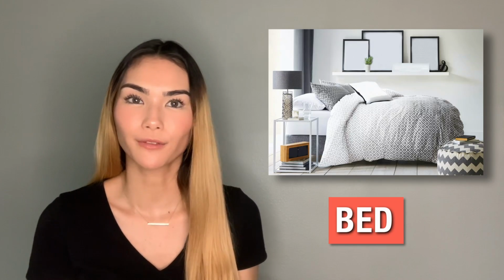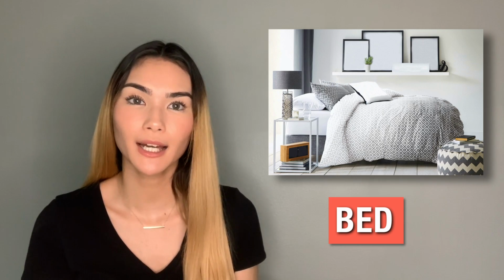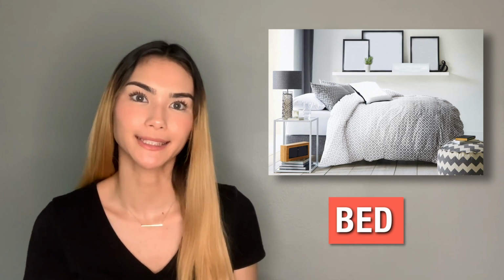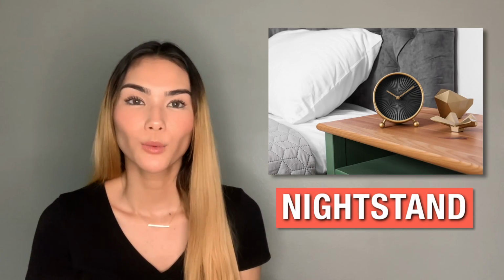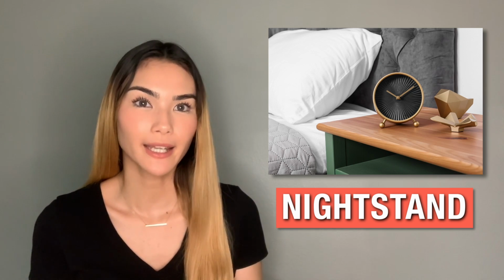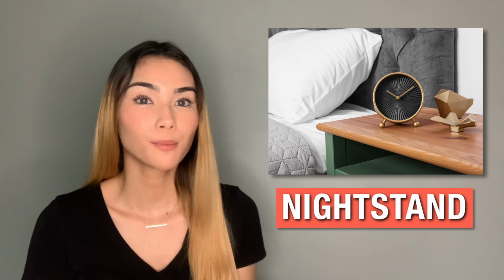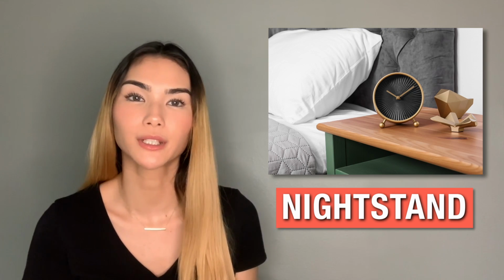So a bed is obviously where you sleep in. These can range anywhere from a twin to full size, all the way up to king and queen size. The second vocabulary word, pillow, is what you place on top of your bed to rest your head. And then number 3, nightstand, which is a small table or drawer typically placed next to the bed, and people will place anything from a lamp, water, or their phone next to them on their nightstand.